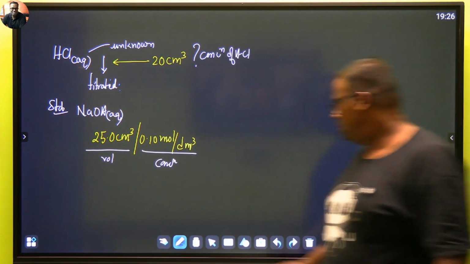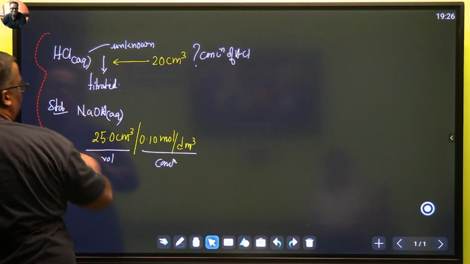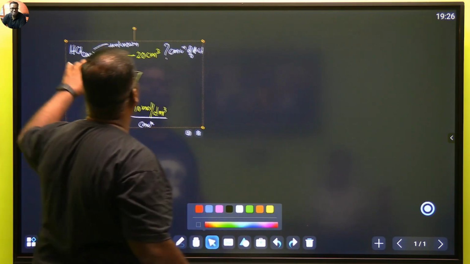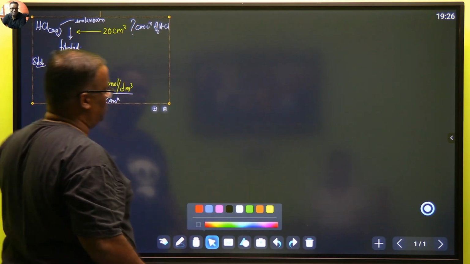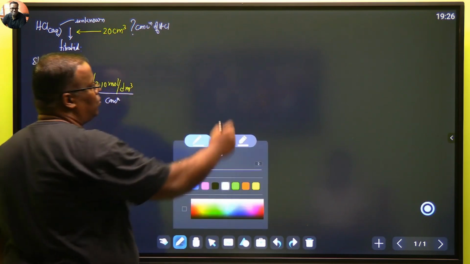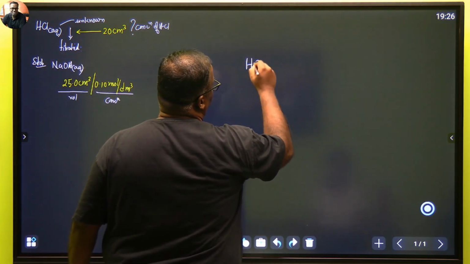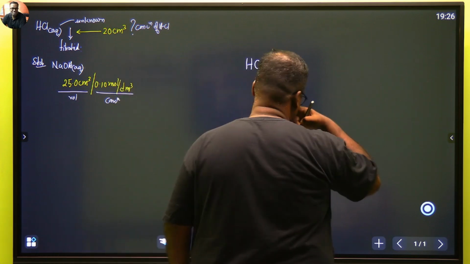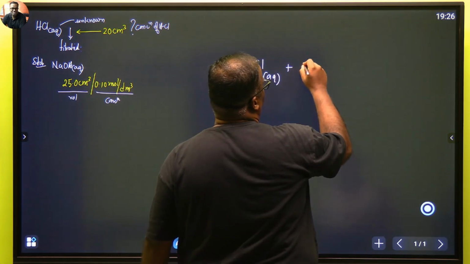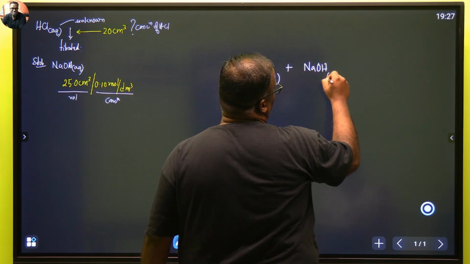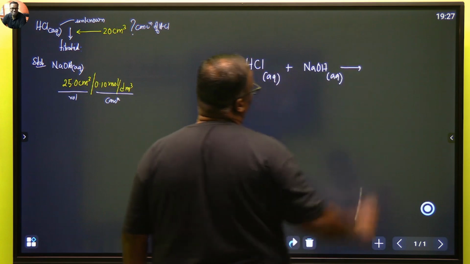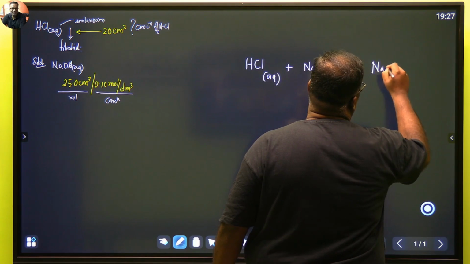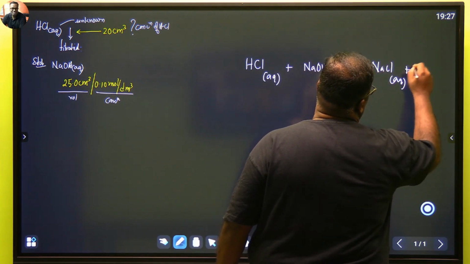Shall we? I will make it small. Let's make it small, and let me keep it this side so that my data is there with me. So first of all, let me take the standard equation. What is the standard equation? HCl aqueous reacts with how much, beta? NaOH aqueous, and gives you how much? NaCl aqueous.